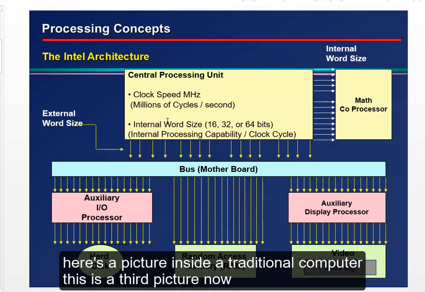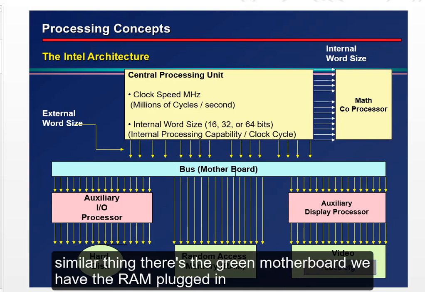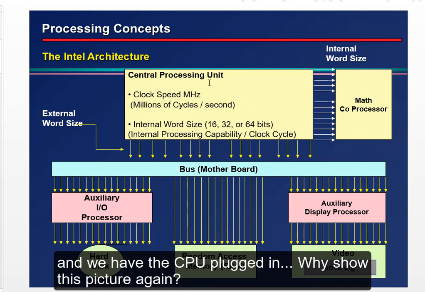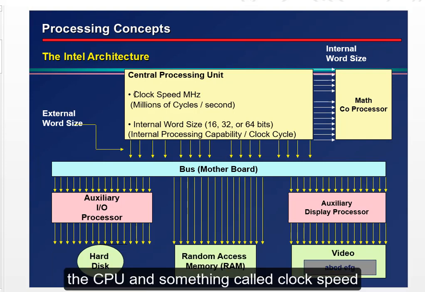Here's a picture inside a traditional computer. This is a third picture now. We saw the first one with squares and arrows, then a more realistic picture, and this is a similar thing. There's the green motherboard. We have the RAM plugged in, and we have the CPU plugged in. Why show this picture again? To talk about the CPU and something called clock speed.